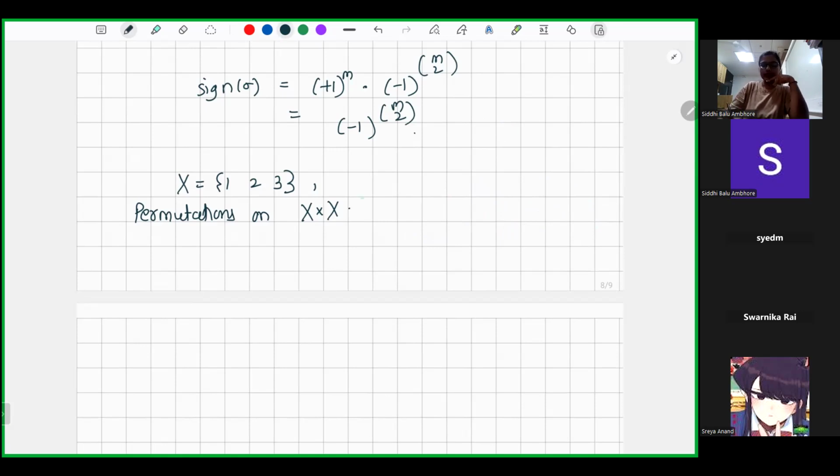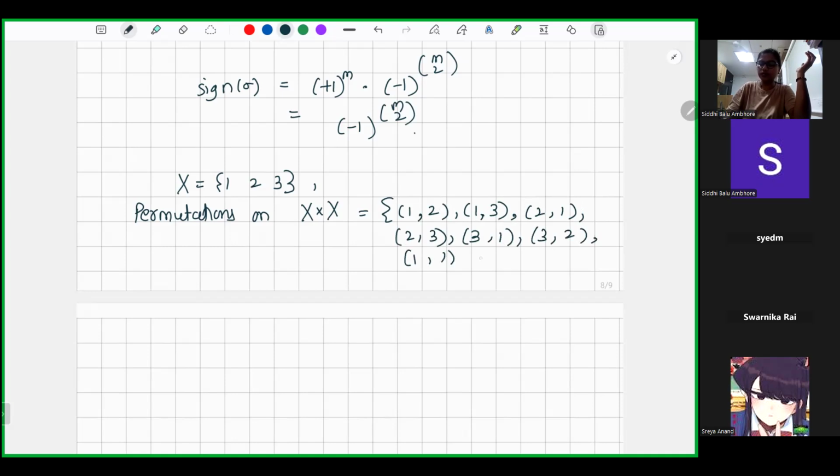Yes, so see, elements here are of this kind, right? (1,2), (1,3). It's a Cartesian product. We know how the elements look: (1,2), (1,3), there will be 9 such. Then (2,1), (2,3), (2,2), (1,1), (2,2), (2,3) will also be there. (3,1), (3,2), and (1,1), (2,2), (3,3) are there.